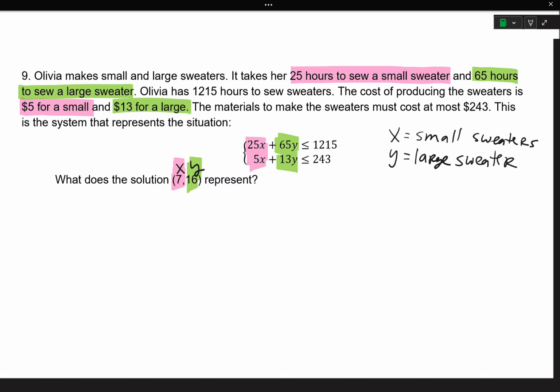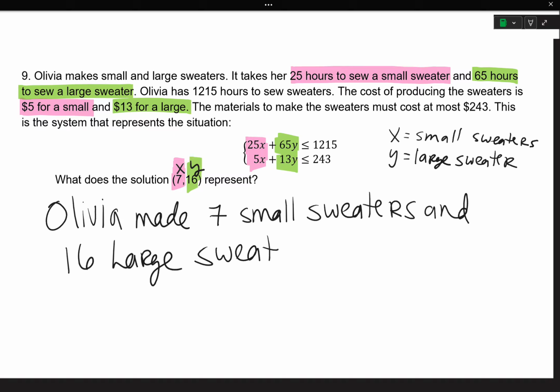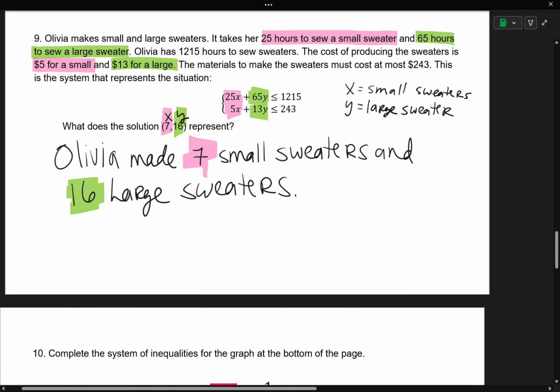So what does the solution represent? Olivia made 7 small sweaters and 16 large sweaters. All right, I want to rewrite that though. There. Okay. Not bad. Let's see what we've got next.